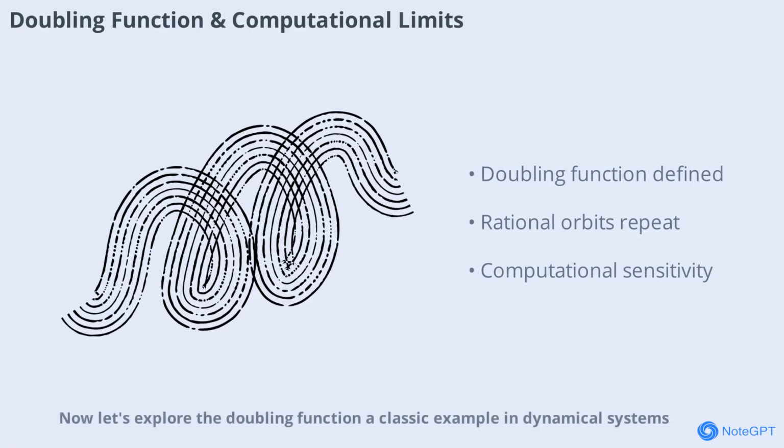Now let's explore the doubling function, a classic example in dynamical systems. The doubling function D maps [0, 1) to itself by doubling and removing the integer part. Rational numbers under D have orbits that eventually repeat, making every rational number properiodic. For instance, the orbit of 1/3 alternates between 1/3 and 2/3, forming a 2-cycle.